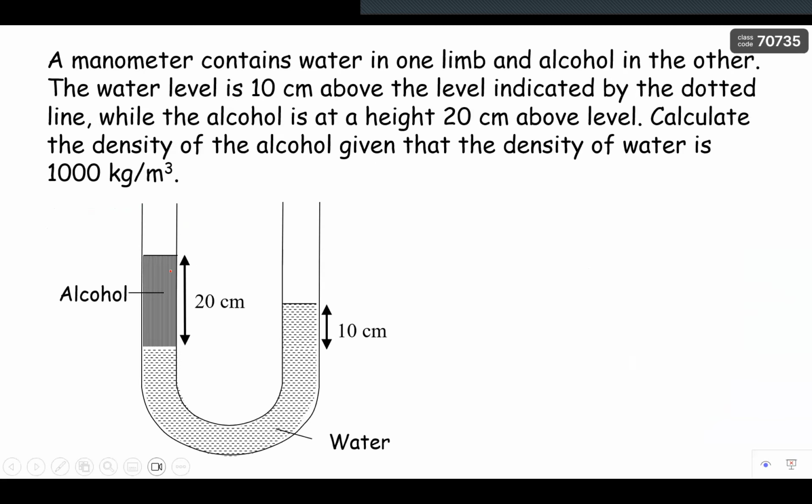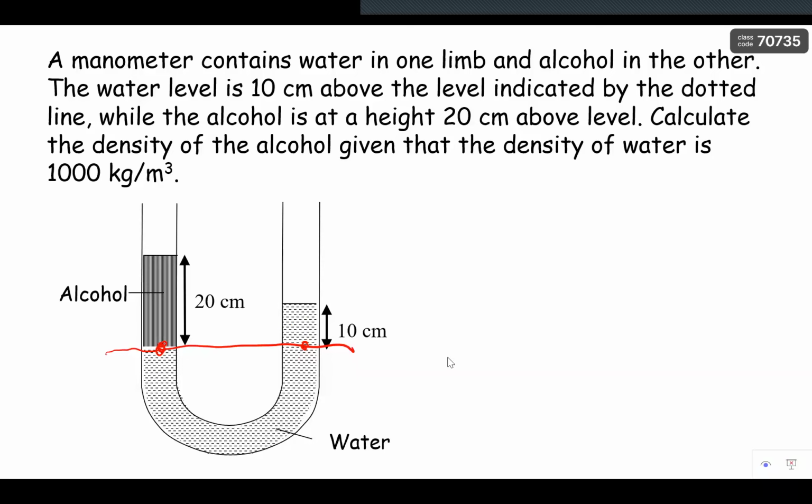I want to find the density of the alcohol. So the first step, I need to look for the common line. The common line is always in between the two liquids. So the pressure at this point will be the same as the pressure at this point. The pressure on the left-hand side is only dependent on atmospheric plus 20 cm of alcohol, while on the right side it is only atmospheric plus 10 cm of water.